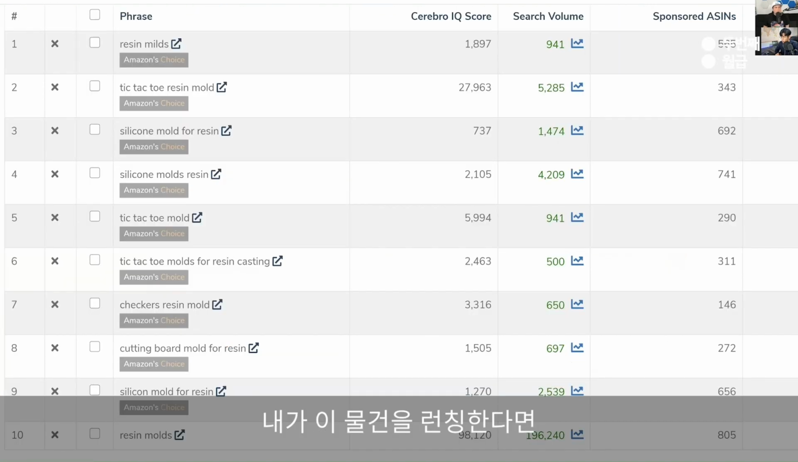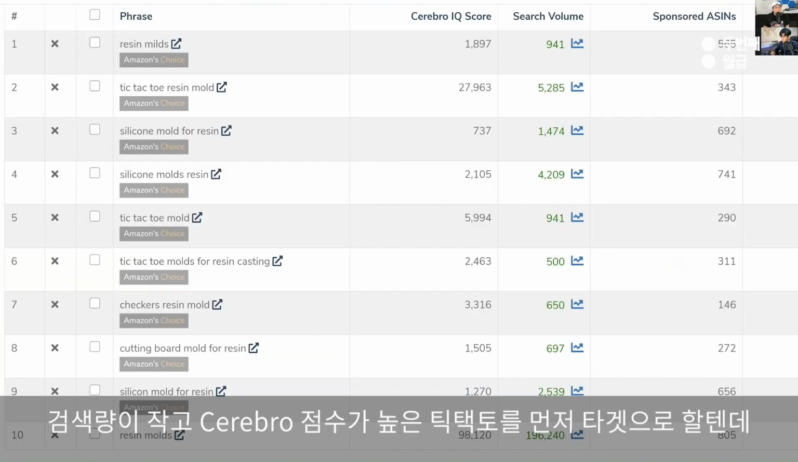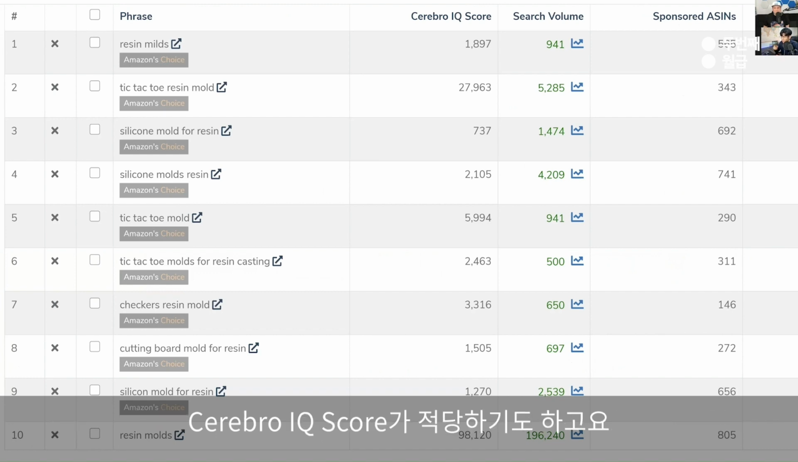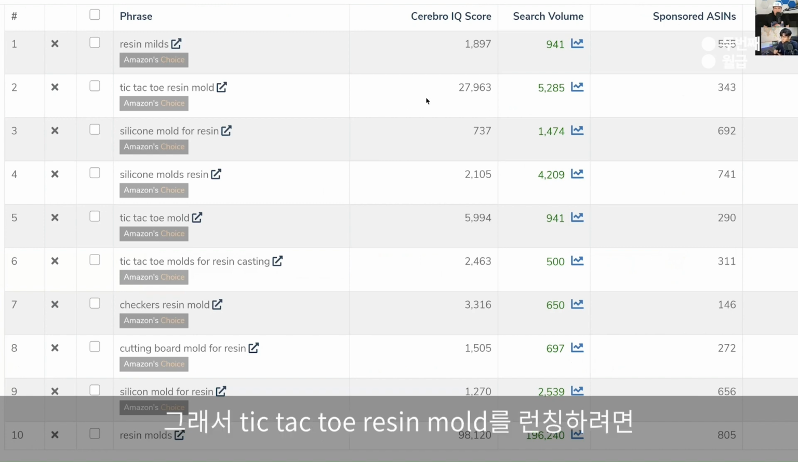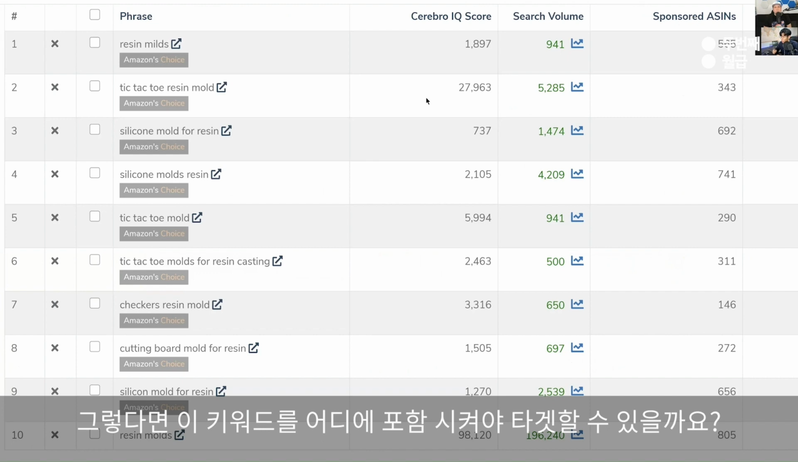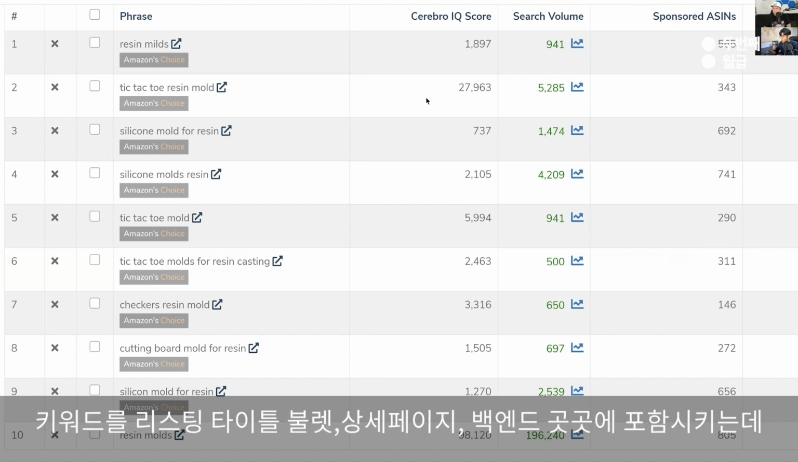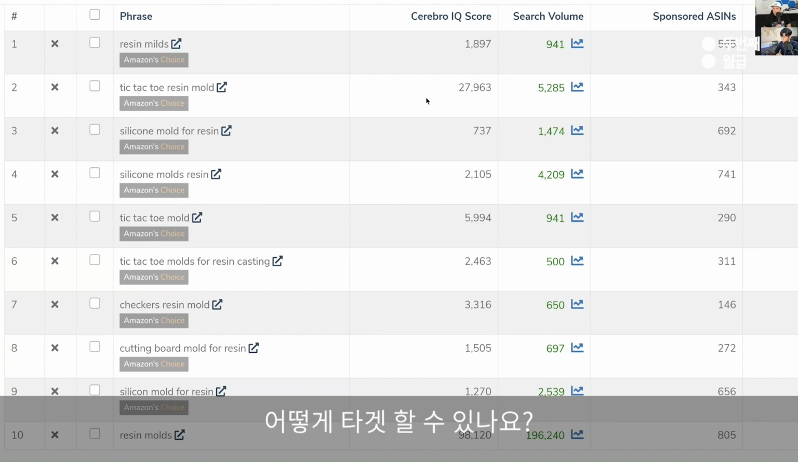Sure. So for me, when I just launched, I would target a tic-tac-toe racing mode, which has less search volume, and I see the Cerebro IQ score, which is a competition and search volume ratio. Yep. So I would start with a tic-tac-toe racing mode. Then where and how would you insert those keywords? I know you put them in the listing, the title and backend. So what would be the best chance for me to launch with that keyword? How can I absolutely get it in the title?